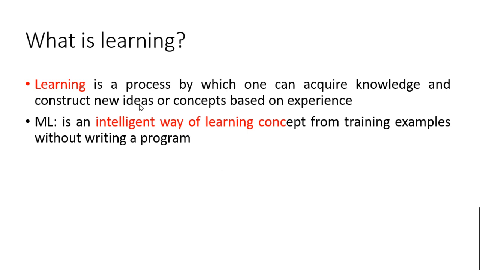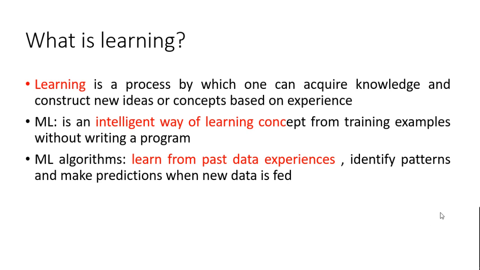So machine learning is also about learning. Machine learning is all about learning. That's why it's called machine learning. But it's an intelligent way of learning the concepts from the training examples without writing any program. We will be learning a lot of machine learning algorithms in this entire session. All the algorithms of machine learning learn from past data experiences, where we identify the patterns and we make predictions when new data is fed.